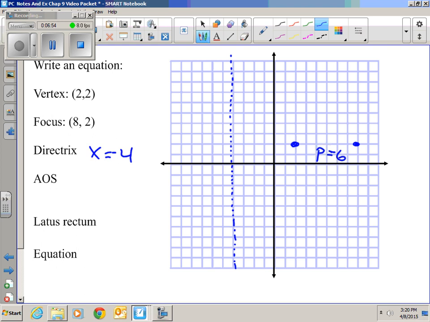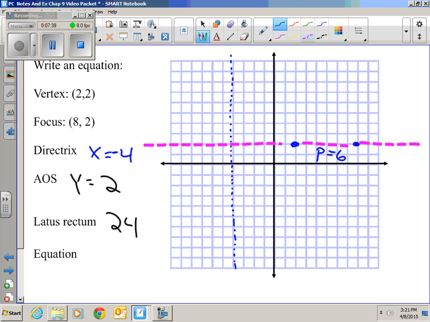Our axis of symmetry is actually going to be this line right here that passes through both the vertex and the focus. So that is going to be y equals 2. The only thing we're missing right now is the length of my latus rectum. Well, my latus rectum is going to have a length of 24, because it is 4p, and p was 6. So the only thing we need to do now, before we graph this, is come up with the equation, or I could actually graph it as well.